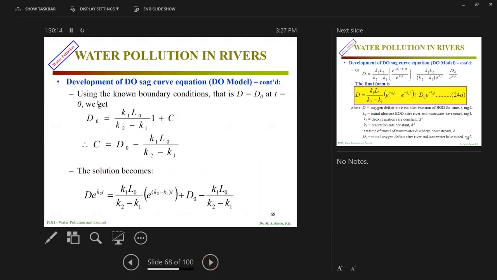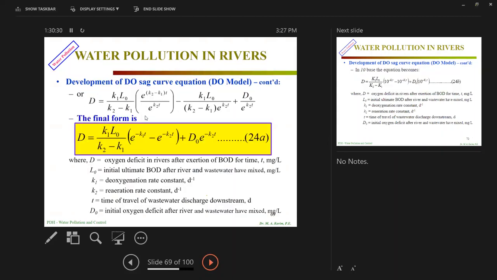Then I'm going to use the initial condition at D equal to D0, t equal to t0. If I put it in here, then I get a C value. C is a constant of integration. I get a value D0 minus this. Then if I put the value back into this equation, I get this. If I rearrange this equation, it becomes like this. So this is the final form of the equation.